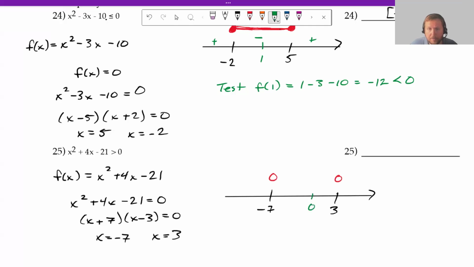I'm just going to use 0 as my test value. So test f of 0. If 0 is on one of those boundaries, make sure that you use a different value other than 0. Like I demonstrated, any value in that region will tell you what the whole region is doing. So this is negative 21, so that's less than 0. So this region is negative, which means these other regions are positive. Okay. And then what we wanted was greater than 0, so we want these positive ones.